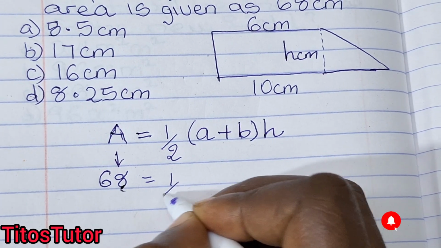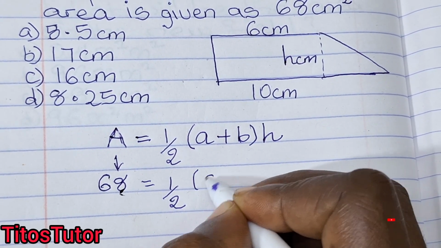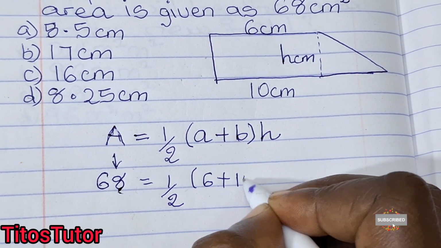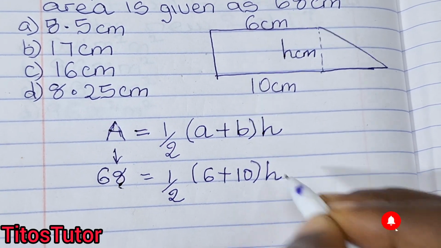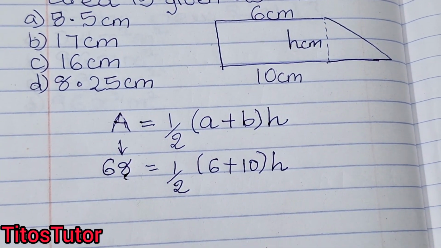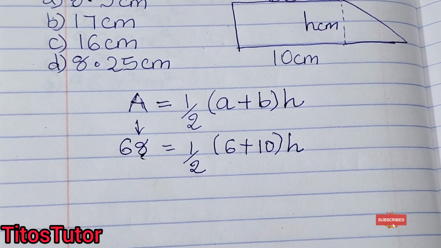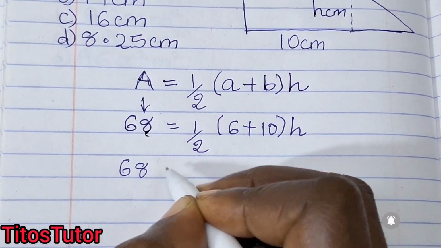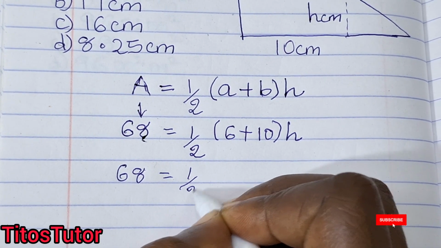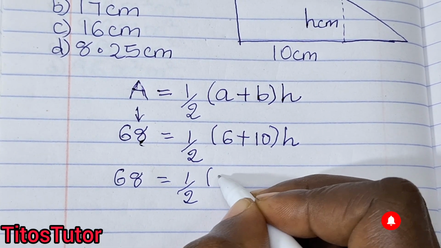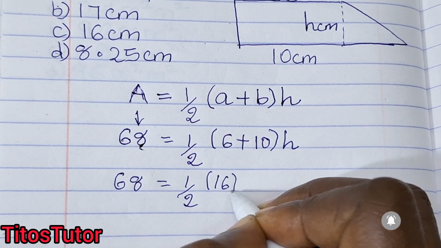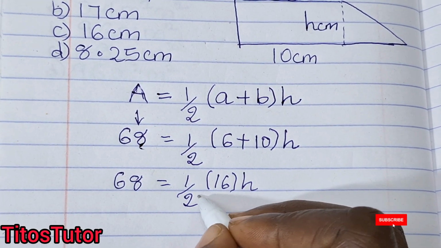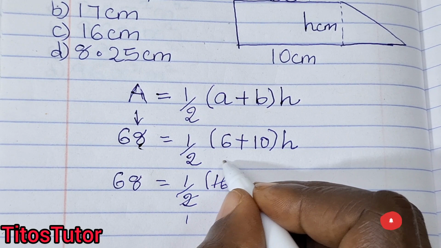And you have half (6 plus 10). We don't know what the H is, and that's what we're looking for. Okay, so let's go. 68 is equal to, sort out what is inside the bracket. It gives you what? 16 H. 2 here 1, 2 here 8.